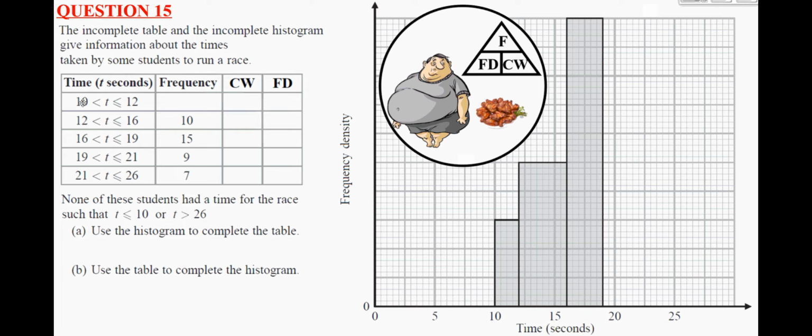So for example, from 10 to 12, that's a width of 2. From 12 to 16 is a gap of 4. From 16 to 19 is a gap of 3, and so on. So if you fill in all the class widths just by looking at these gaps here, that's all I've done.